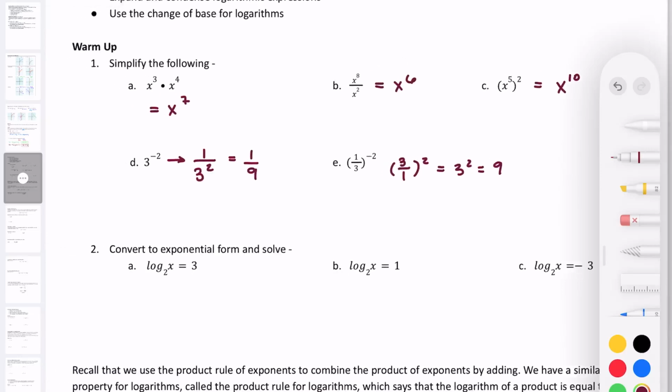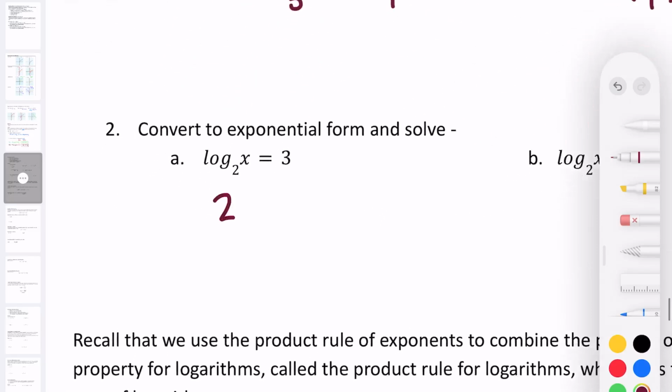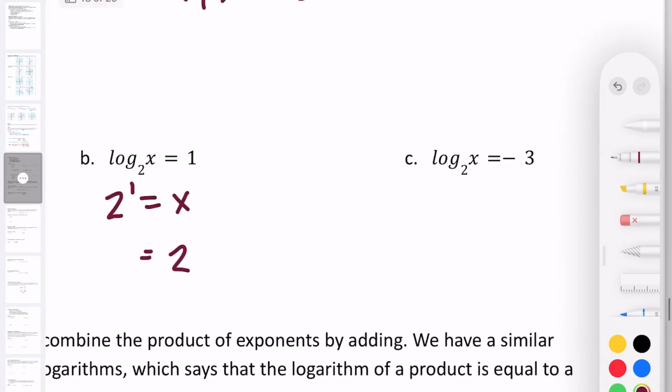Part 2 of the warm-up is converting to exponential form and solving. So here we are saying 2 to the power of 3 equals x. That's going to be 8. Here we're saying 2 to the power of 1 is equal to x, which is just 2. And here we're actually saying 2 to the power of -3, which is 1/8.